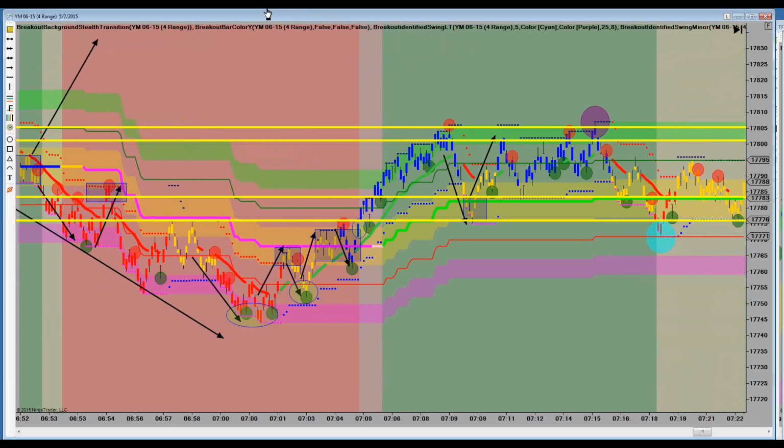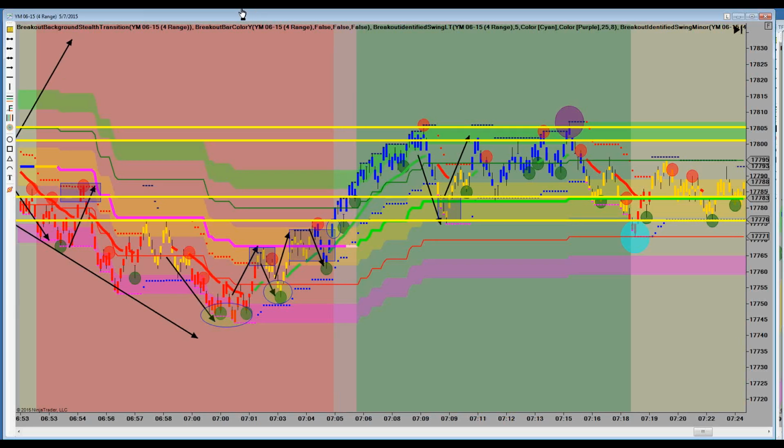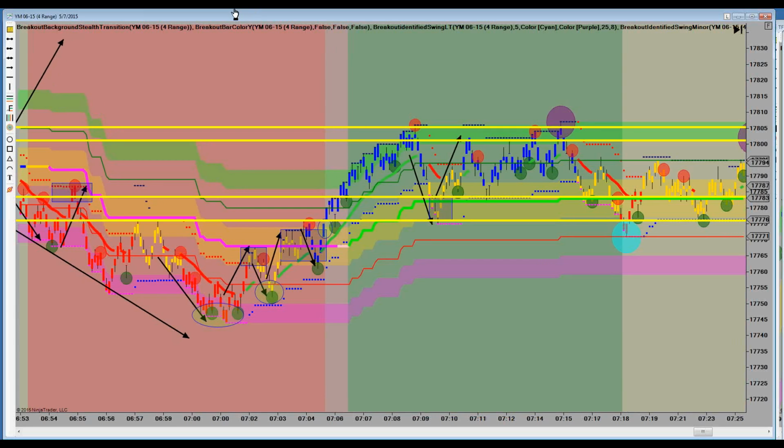What about now? Still between the lines? It's getting worse. Not only was it chopping around here, but at least the bars were blue and the background was green. You know, at least we had some feeling that perhaps we might break up and go higher, right? But now what's happening?